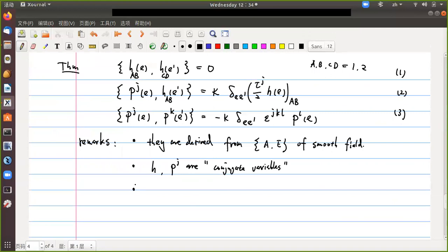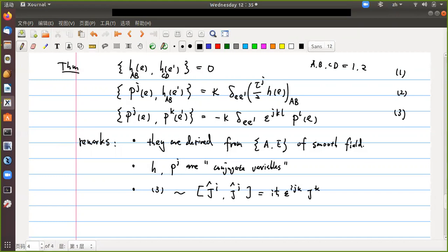And the third point is that one of the interesting parts of this holonomy-flux algebra is that relation number 3 is kind of analogous to angular momentum. You can compare equation 3 with the angular momentum commutator, right? And in quantum mechanics, you have learned a lot about the commutation relations of angular momentum.